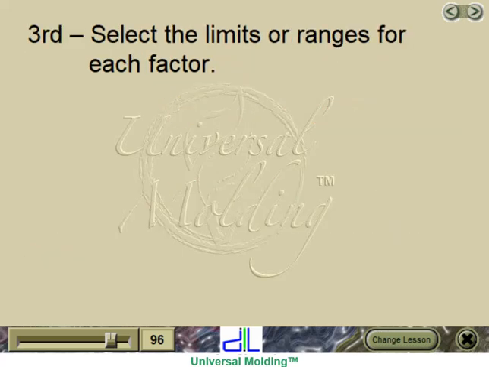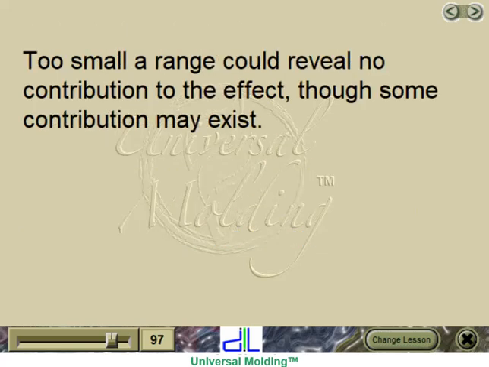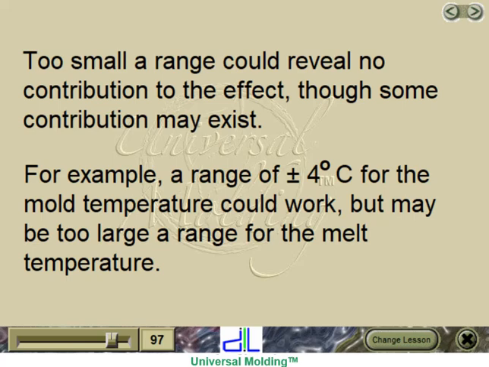Third, select the limits or ranges for each factor. Here you need to be very selective. Too big a range could create nonlinear results, create inconclusive results, or could complicate the experiment. Too small a range could reveal no contribution to the effect, though some contribution may exist. For example, a range of plus or minus 4 degrees Celsius for mold temperature could work, but may be too large a range for the melt temperature.